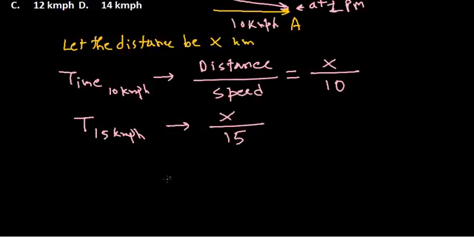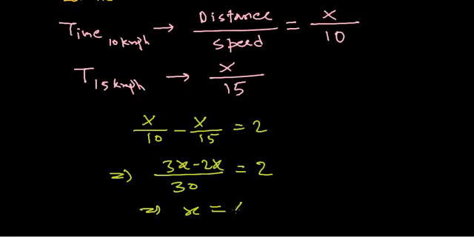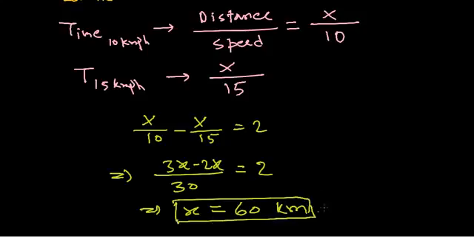According to our equations, we can put this as x by 10 minus x by 15, and this time gap is 2 hours. If you put it this way, the LCM is 30, so 3x minus 2x equals 2. It gives us x equals 60. So the value of x is 60. The distance traveled by Robert here is 60 km, and it is a very important finding for this problem.